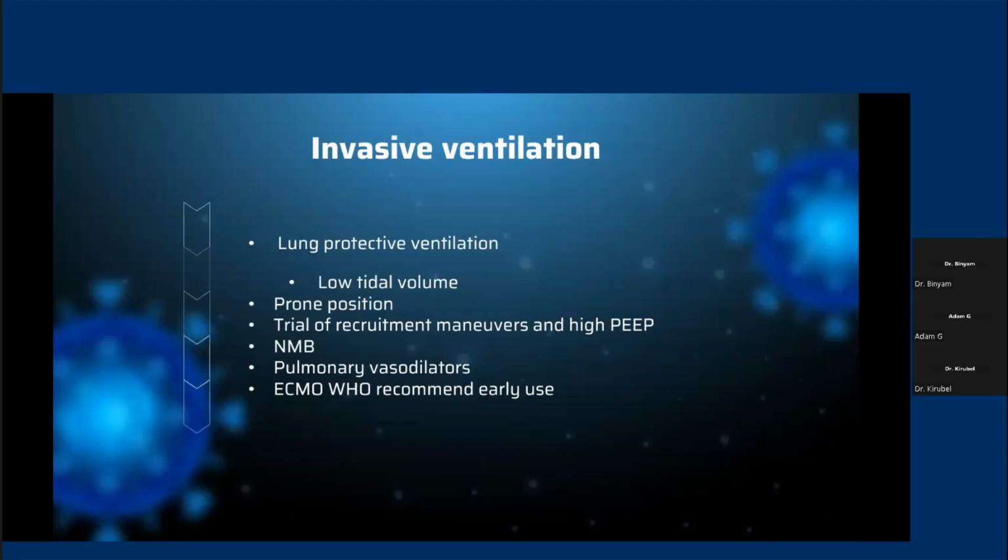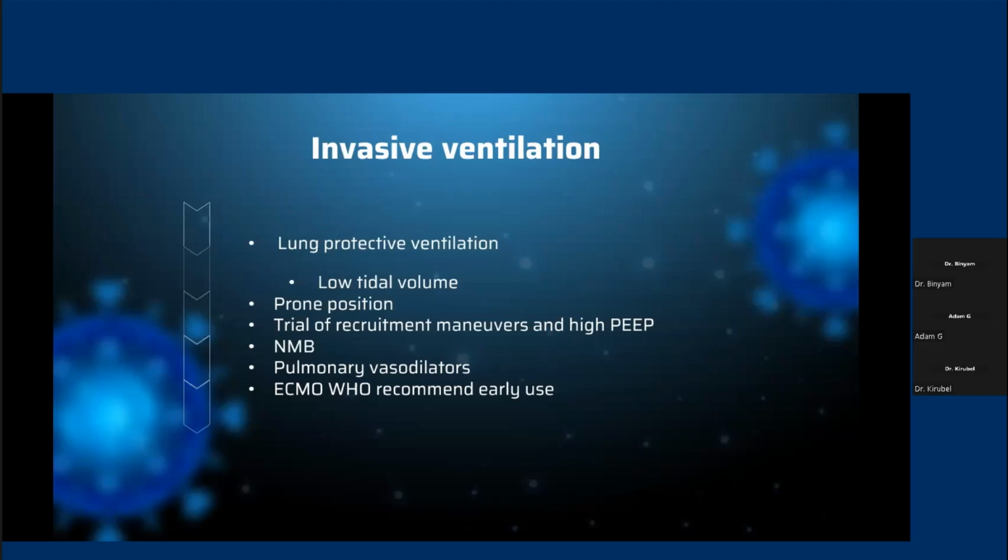So invasive ventilation, the same thing. With the other ARDS causes, lung protective ventilation is still the very important one. Low tidal volume, 6 ml per kg, then you will adjust accordingly. If oxygenation is still not good, still with low tidal volume ventilation, then prone positioning can be done. And a trial of recruitment with high PEEP you can use, and then neuromuscular blocking agents and pulmonary vasodilators can also be used, but mortality-wise they are not this much.